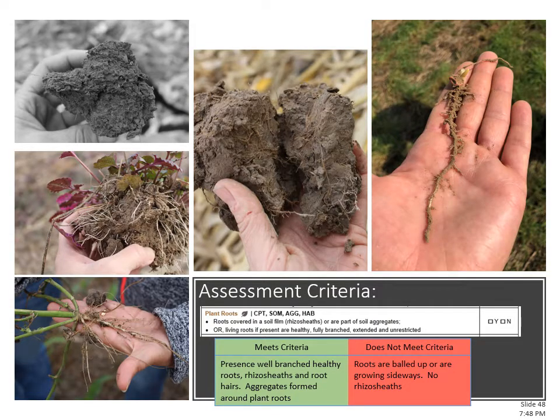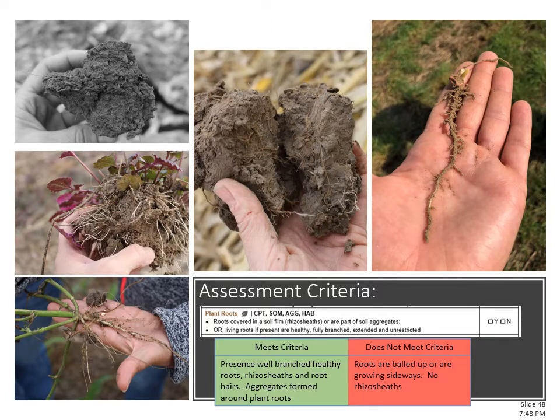So again, we want to look at these plant roots and see what they're telling us about the system that's there. We're just going to go through some of these pictures and talk about each one of them. So this root in the upper left-hand corner, in this black and white picture, you can see I dug this clod out. It's after harvest. So again, if we look at that assessment criteria, it wants us to evaluate during the growing season.